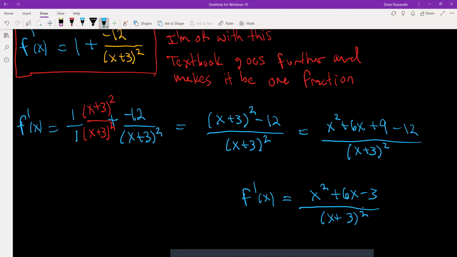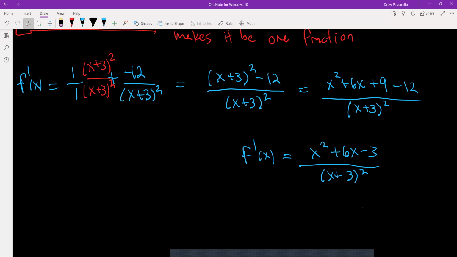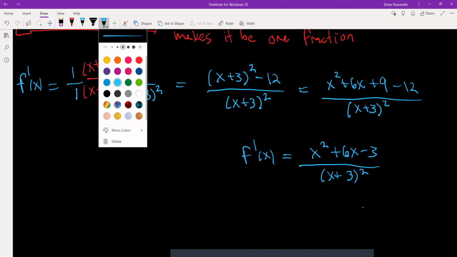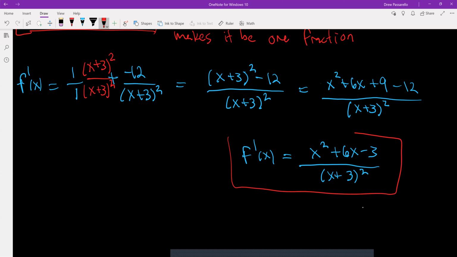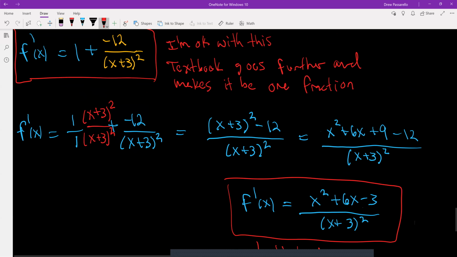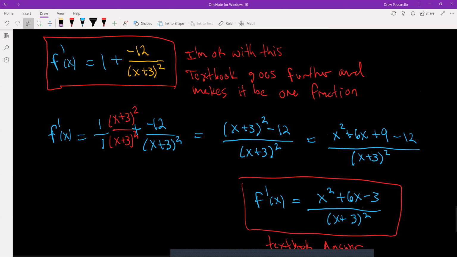And I can't cancel out the x plus 3 squared or an x plus 3 from top and bottom, because that's not what the numerator is going to factor into, because the factors of negative 3 are just 1 and negative 3, or negative 1 and 3. None of those will add up to give you 6. So this is the answer that the textbook has. And I'm okay with either one of those two that I have boxed.